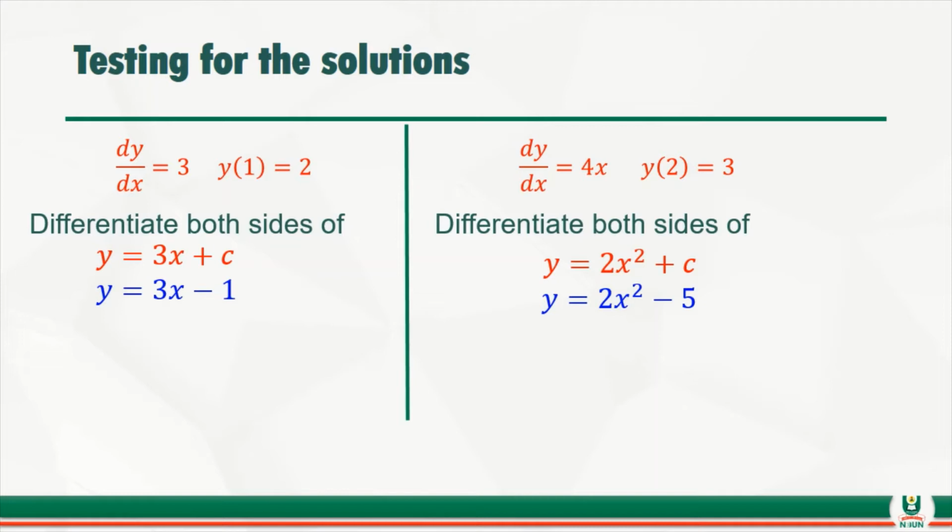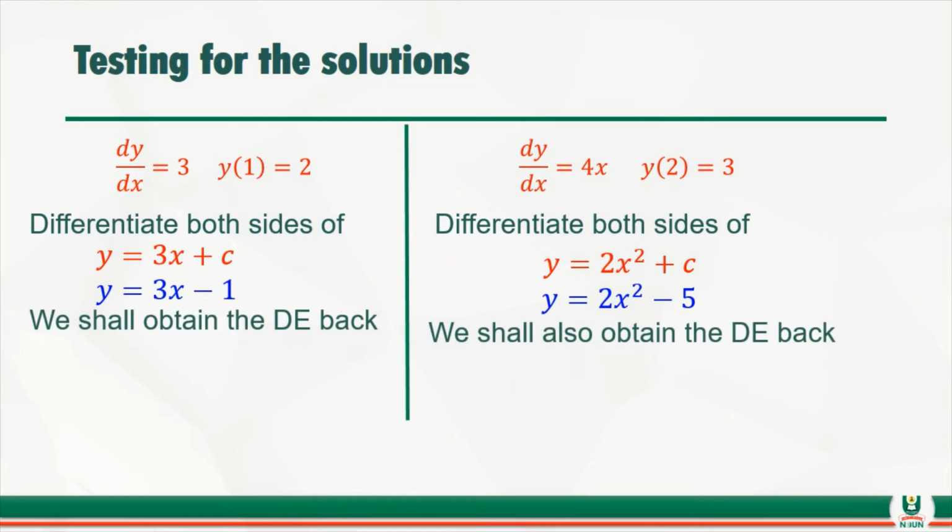The next thing now is to substitute the solution back into the problem. If you substitute the solution back into the problem and differentiate both sides, you see that what we have is exactly the same problem. So what does that mean? That lets us know that indeed the two answers we have in blue are the correct solutions. Once again, the two solutions there are indeed the solutions.